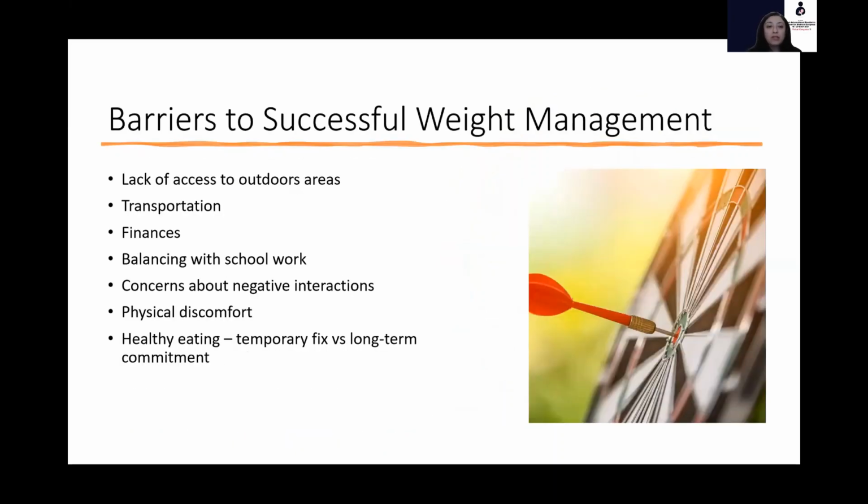But as we know, there are several obstacles to successful weight management. The lack of access to outdoor areas. We've had the lockdown, we have the summer coming up, transportation, finances, balancing with schoolwork, concern about negative interaction, bullying that kids are subject to, the physical discomfort of conducting a physical activity, and very important, the thought that healthy eating is a temporary fix, that I'm going to lose weight and then I can eat whatever I want, versus understanding this as part of a long-term commitment for one's health.